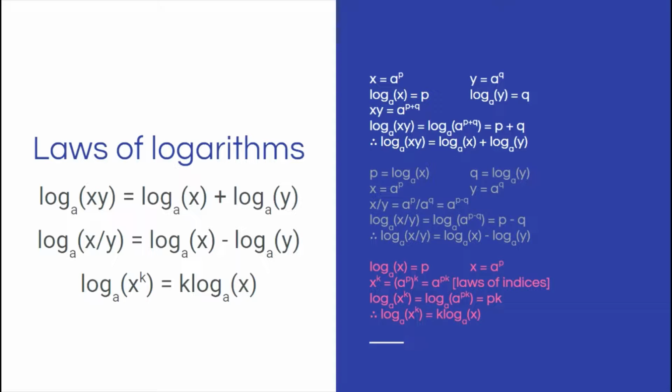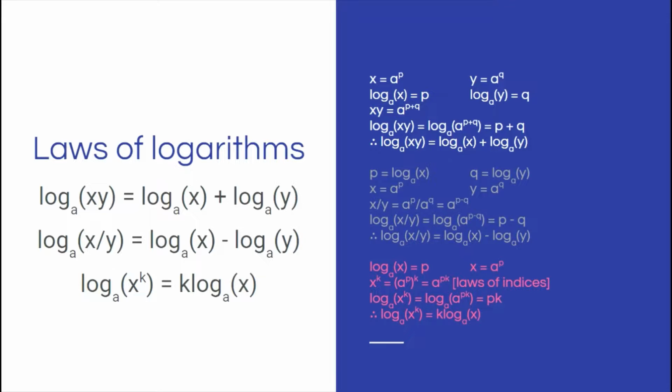Now, because p is equal to log to the base a of x, and q is equal to log to the base a of y, then p plus q is equal to log to the base a of x plus log to the base a of y. And as this is all equal to log to the base a of xy, log to the base a of xy is equal to log to the base a of x plus log to the base a of y.